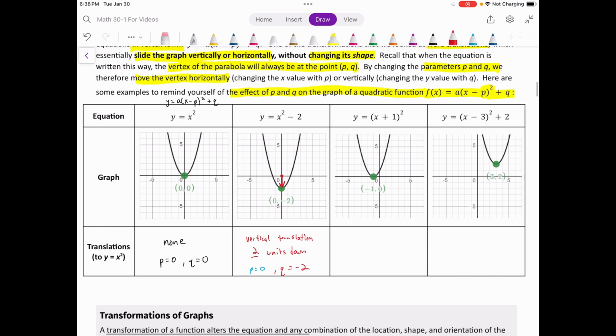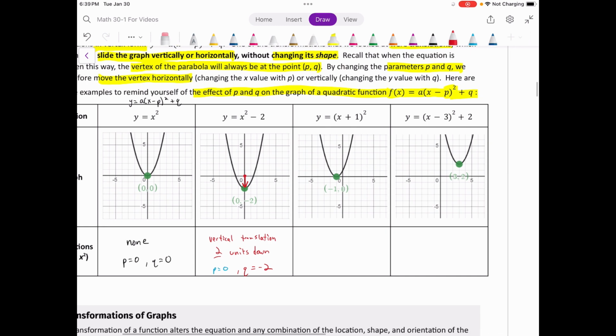Okay. Looking at this one here, y equals x plus 1 all squared. Now, this often throws students off. Remember, it's x minus p squared. So we don't have x minus 1, right? Be careful, p is not 1. If p were 1, this should be written as x minus 1 squared. But it's not, it's x plus 1. So what does that mean for our p? What's the value of p?